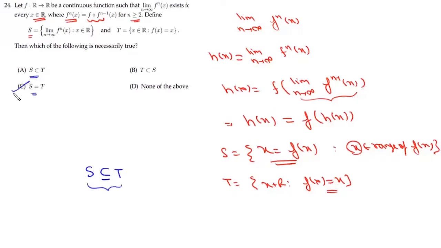ISI has given the answer as C, which is S equals T, considering x equals f(x) as the same for both the functions. But then it is entirely up to the interpretation.